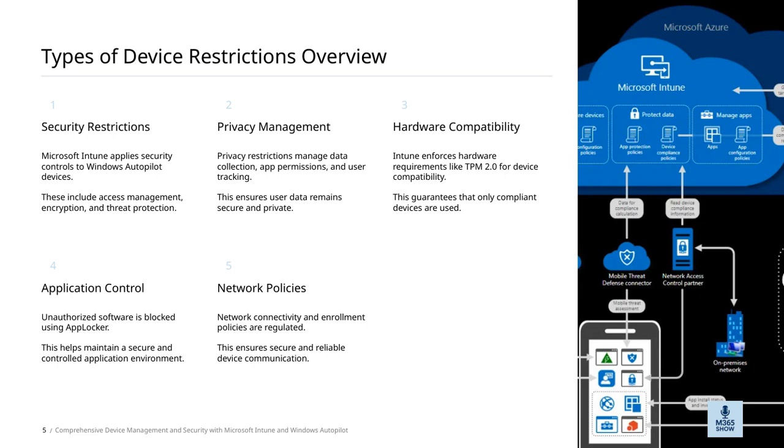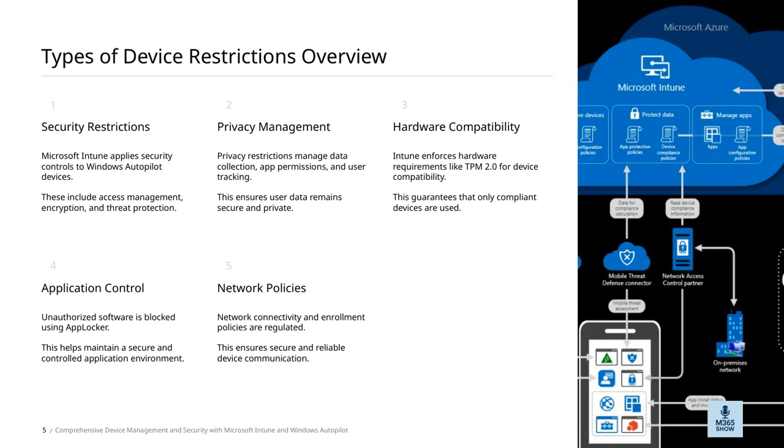Let's take a closer look at the types of device restrictions overview. First, network connectivity and enrollment policies are carefully regulated. This is crucial because it ensures that devices communicate securely and reliably with our systems. When these policies are in place, we can prevent unauthorized access and maintain a stable connection.